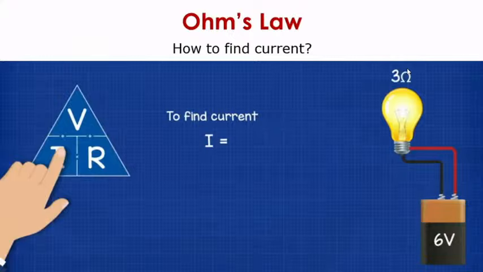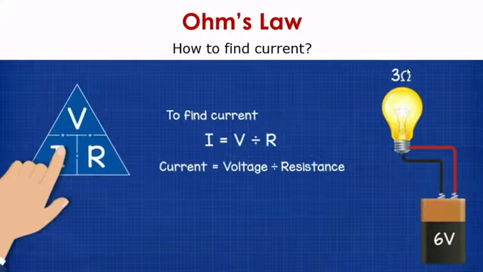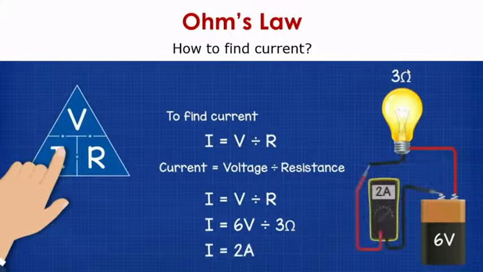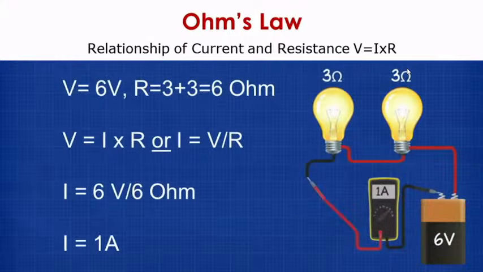Now in the second case, how do we find current when we have the value of voltage and resistor? Using the same triangle, since we want to find I, I is equal to V divided by R. So 6 volt divided by 3 ohm is 2 amperes. The current flowing through this circuit is 2 amperes.